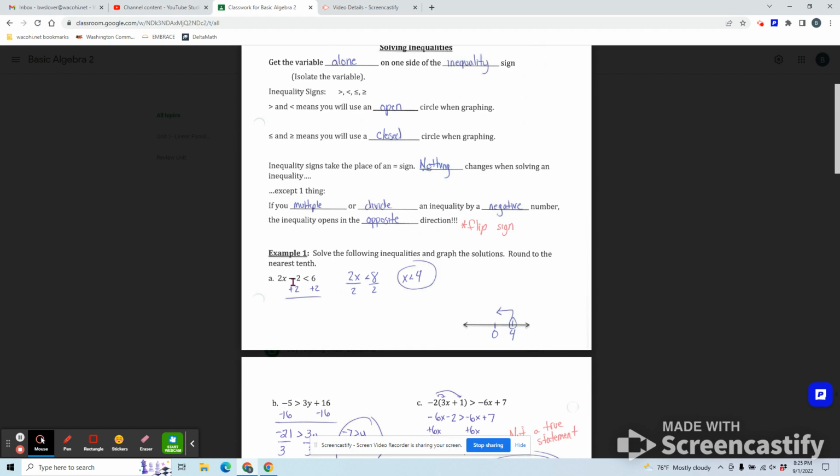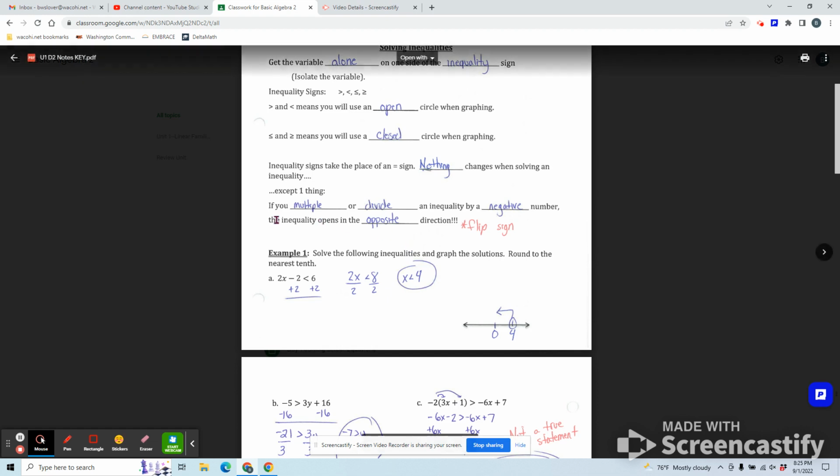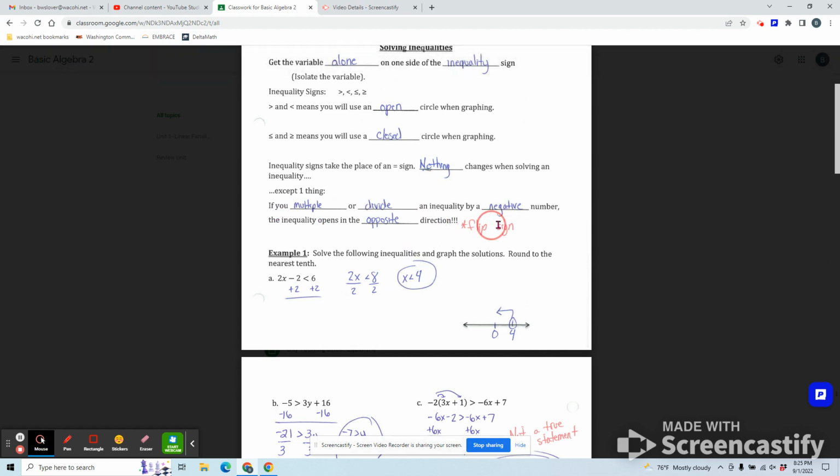We're going to start by adding 2, and we're going to divide by 2. So just remember, solving inequality is similar to solving an equation. The only thing we're doing differently is if we're multiplying or dividing by a negative, we need to flip the sign.